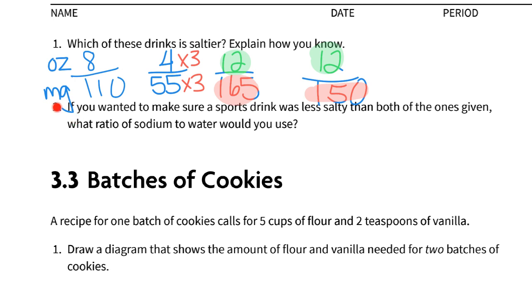Now, let's see. Question 2 says, if you wanted to make sure a sports drink was less salty than both of the ones given, what ratio of sodium to water would you use? I don't know. It's got to be something less. You could use 12 ounces as your water, but it's got to be less than 150. So maybe we would say it would be 12 ounces of water to 140 milligrams of salt. That would be less salty.